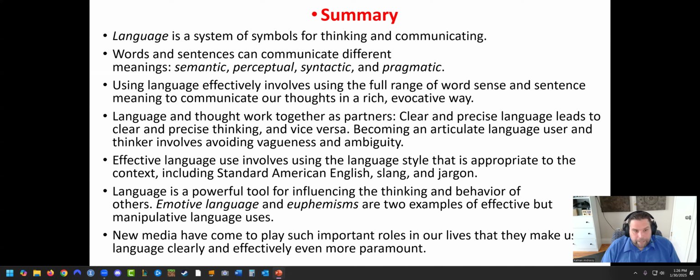Next up, effective language uses the language style that is appropriate to the context, using standard American English, very much appropriate in an academic setting. I wouldn't necessarily speak this way, the way that I'm speaking in these videos, to my wife, unless perhaps we were having some sort of an intellectual discussion or discourse. But rather, I'd probably use a lot more slang and a lot more jargon.